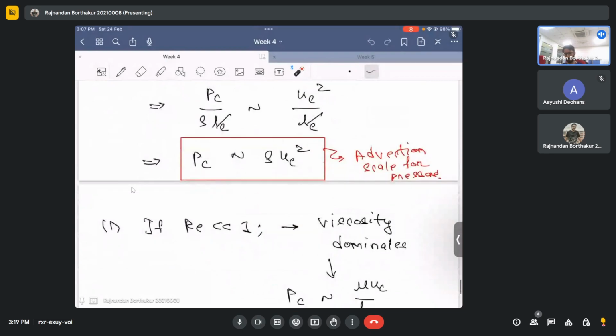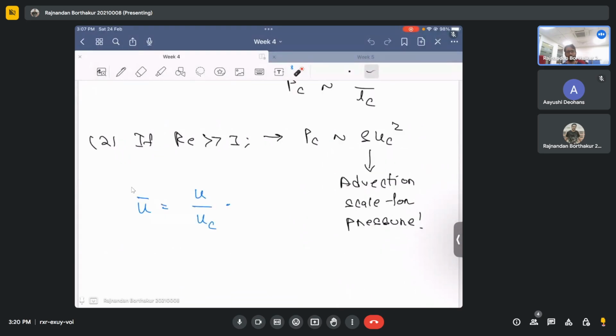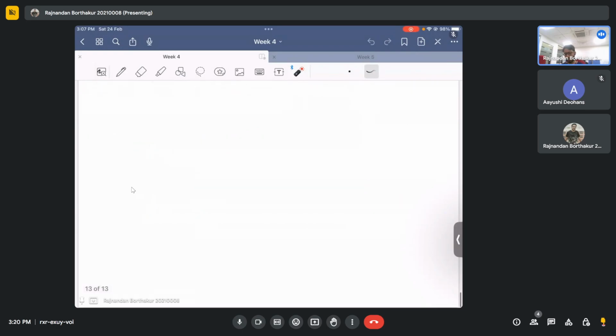And then these are the two conclusions, as I have already said, that the way in which pressure scales depends on the Reynolds number of the problem. So it's just that we cannot define an exact scale of pressure universally. So it depends on what problem we are basically solving for. All right, so this is something that we learned in the last week.